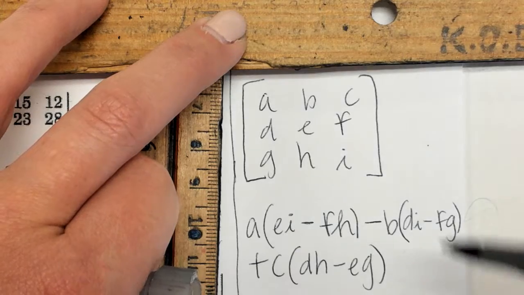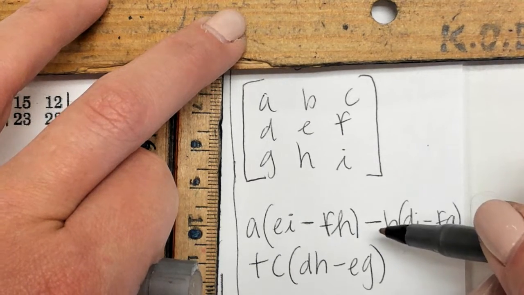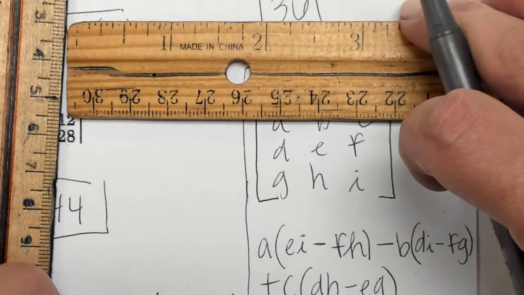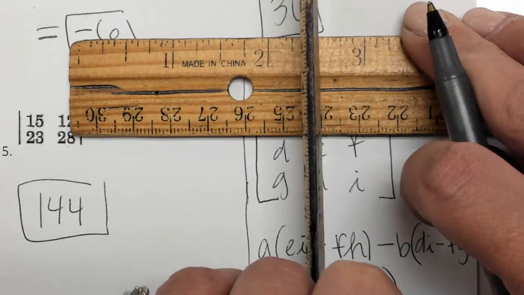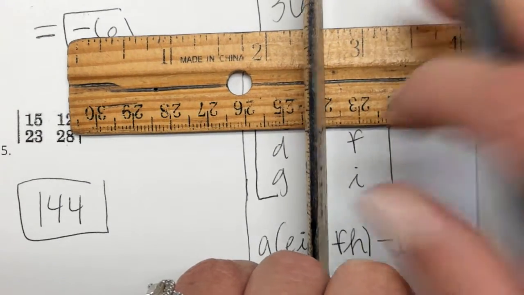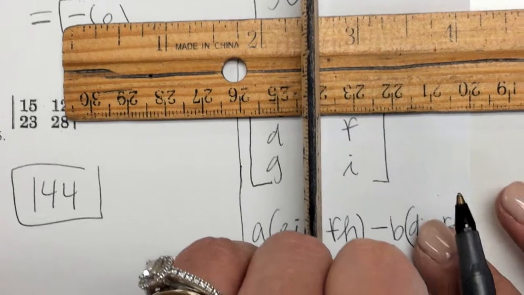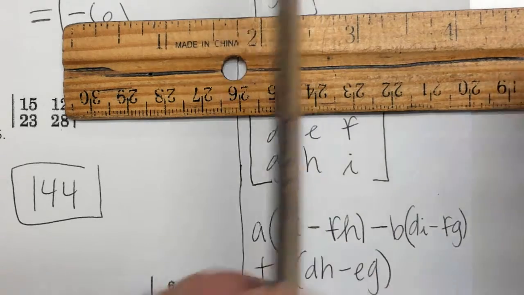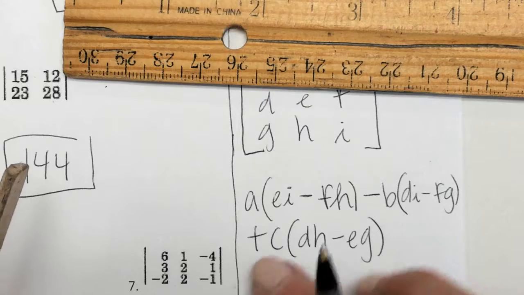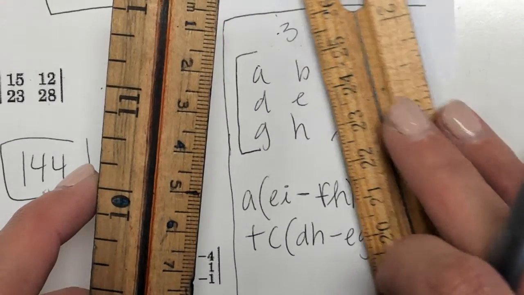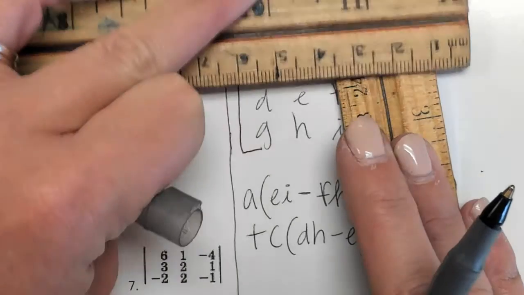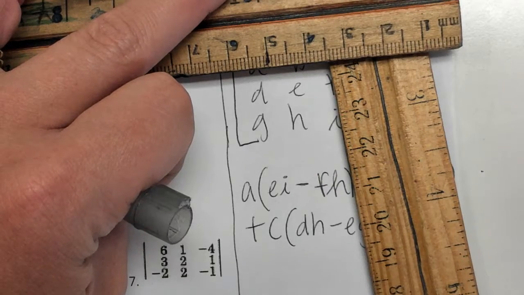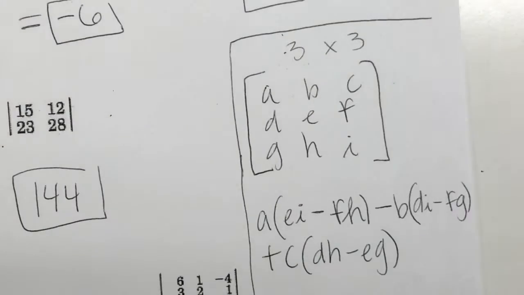Okay? Then they're taking B. This next one is always going to be minus right here, always. So you're just taking the opposite sign. And I'm going to cover up the column, or excuse me, the row that B is in, and the column. See this little 2 by 2 now? So what is the determinant of this 2 by 2? DI minus FG. Everybody see that? Okay. And then the last one, C, it'll be plus, always plus. And I'm going to cover up the column and row it's in. So this determinant will be, go ahead, DH minus EG. Everybody see the pattern? Alright, let's get started then.